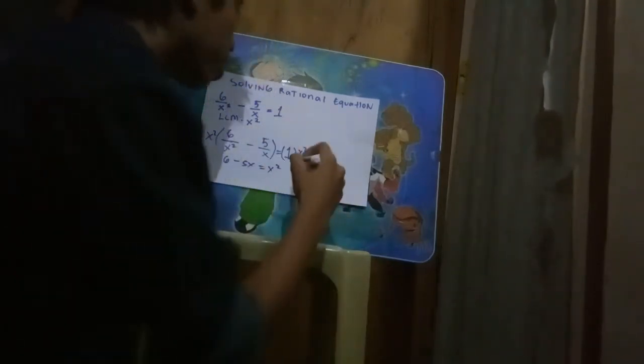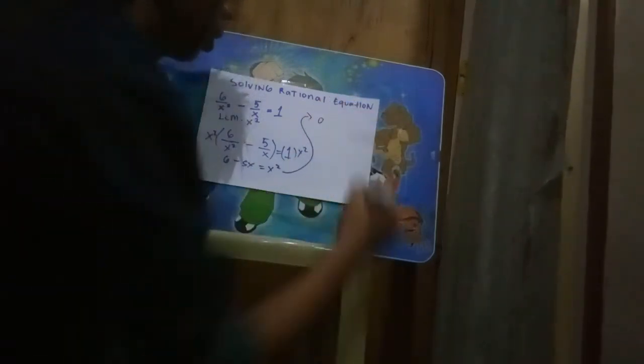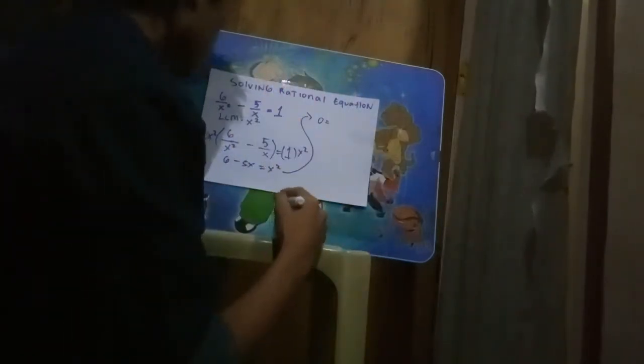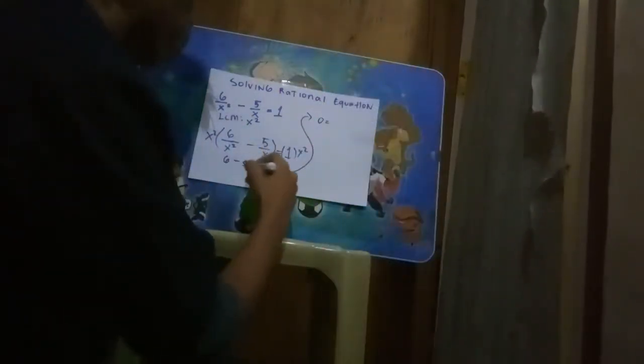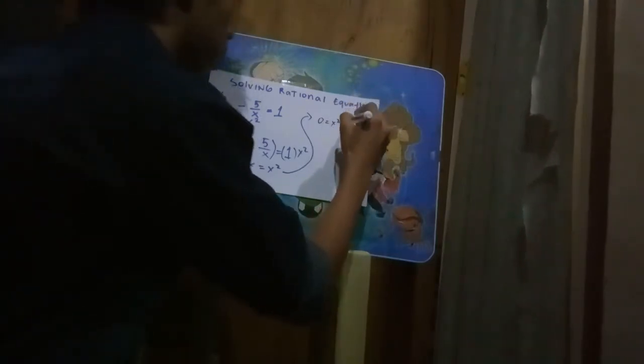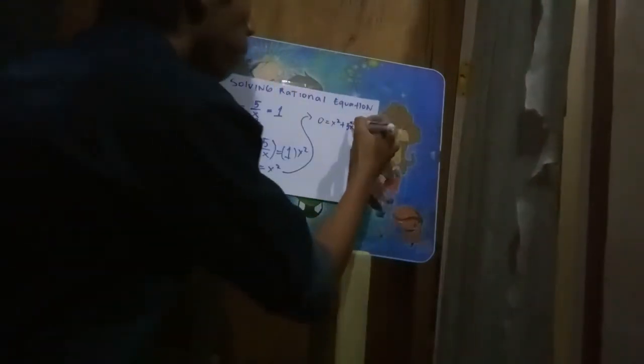So what we're going to do here is make the left side 0. We will transfer these two terms to the right side. So x squared plus 5x minus 6. So we have a quadratic equation.